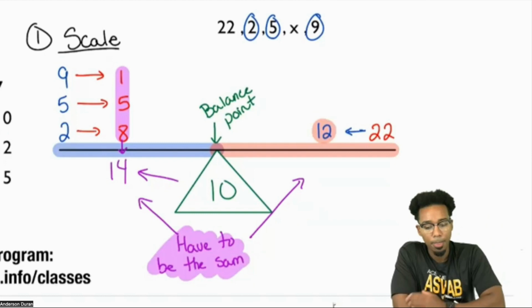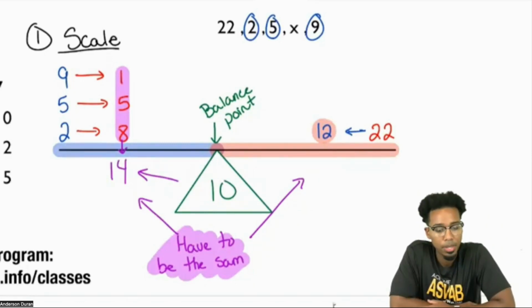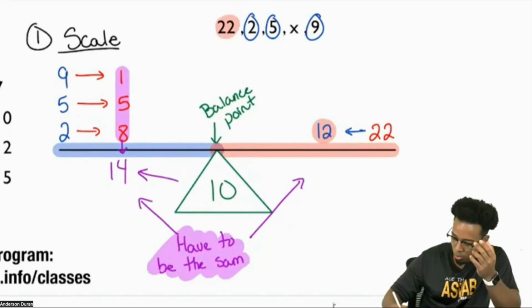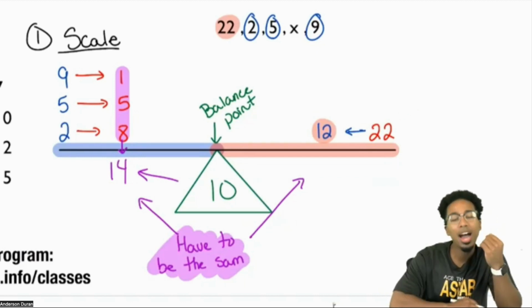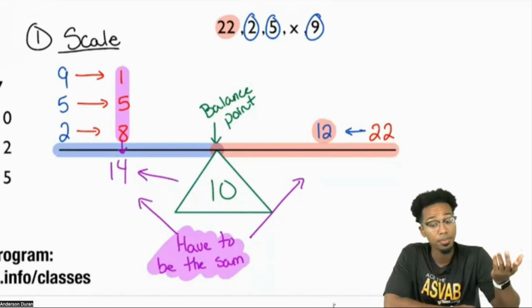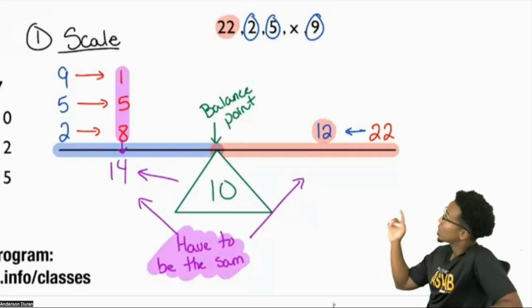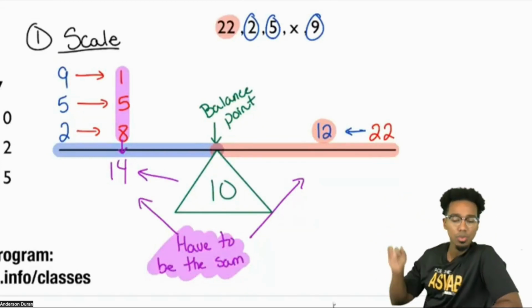All right, this is the balance point. When we take a look at the right side, everybody, what we saw was we have 22 right over here. That number is what belongs on the right side. The question was, how far away is 22 from 10? It's 12 away. And that's how we got this 12 right over here.